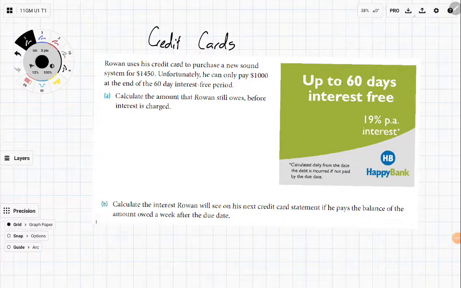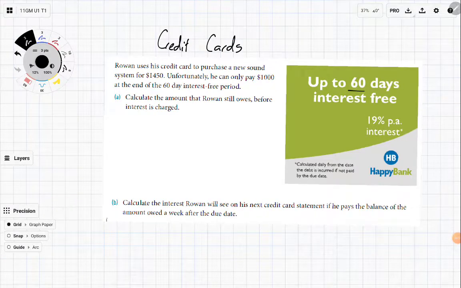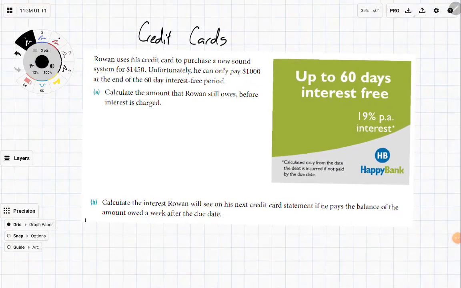If you think, 60 days interest free, then on the 61st day you'll only have to pay 1 day's worth of interest. But no, what it says down here is that it's calculated daily, so it's daily interest from the date the debt is incurred if not paid by the due date. Meaning, if you don't hit the 60-day mark, you'll have to pay for every single one of the 60 days that you've missed. So, let's have a look and see how we go.